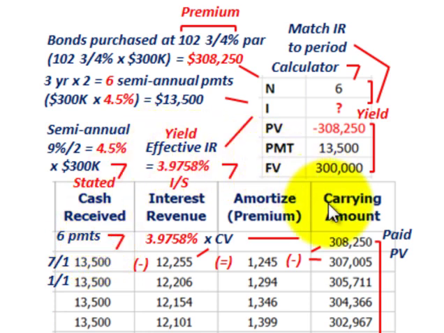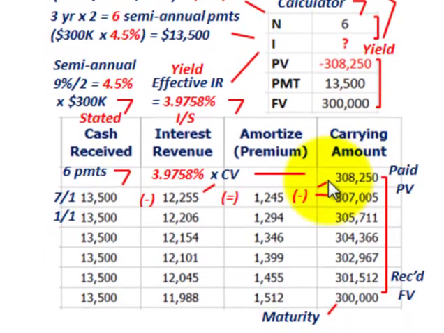But what we're going to have to do, we'll go over to our carrying amount. We're going to be dealing with the same numbers here. The $308,250, that's what we paid for those bonds based on that 102.75% that we had to pay for those bonds. And we have to amortize it down to $300,000. Same as the straight line. But how we set up our amortizing of our premium, and the interest revenue that we recognize, therein lies the difference.